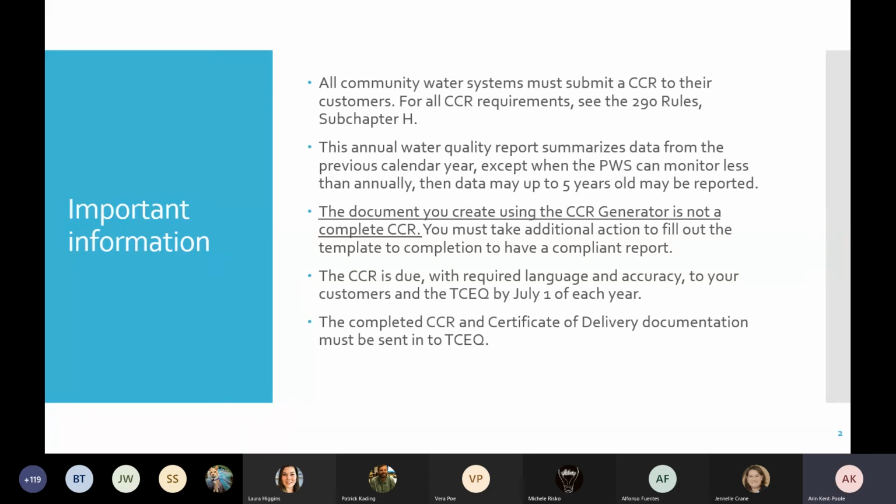So some important information: the Consumer Confidence Report, or CCR, is an annual water quality report that summarizes the previous year's data. You can find the requirements in the 290 rules, subchapter H. The TCEQ has created a CCR generator tool to assist systems. However, additional information must be added to the template to have a compliant report. The CCR is due to customers on or before July 1st, and the CCR, along with the certificate of delivery, is also due to TCEQ by July 1st. We will go over the steps to generate, edit, and distribute your CCR, as well as how to complete the certificate of delivery and submit the documents to TCEQ.